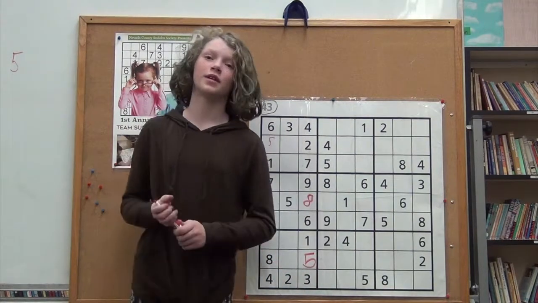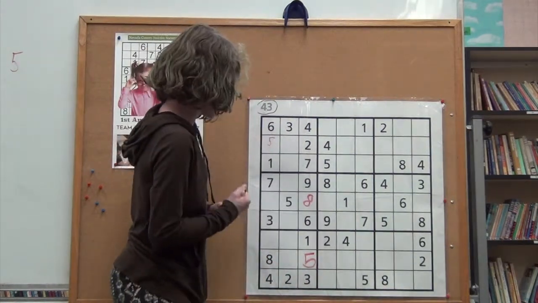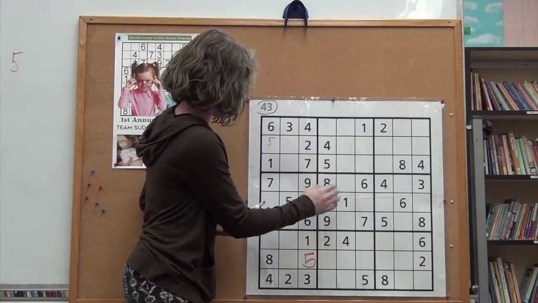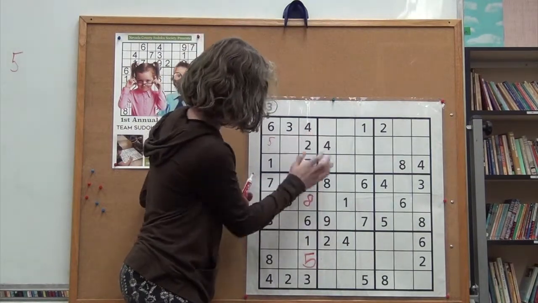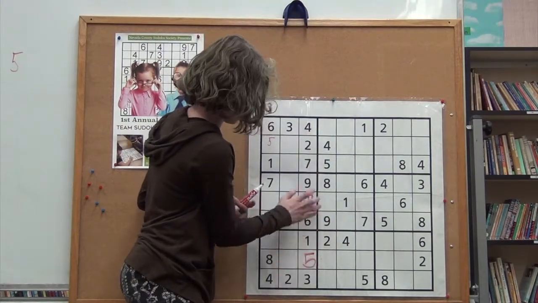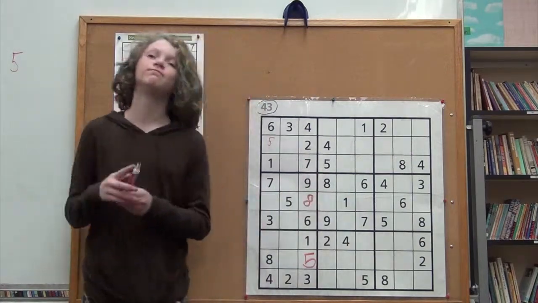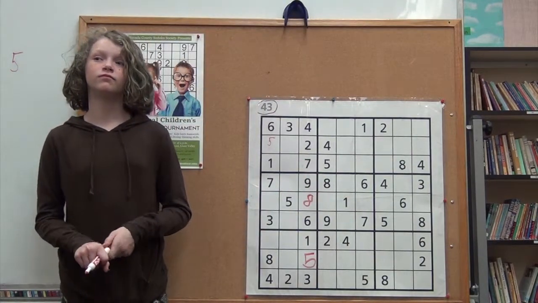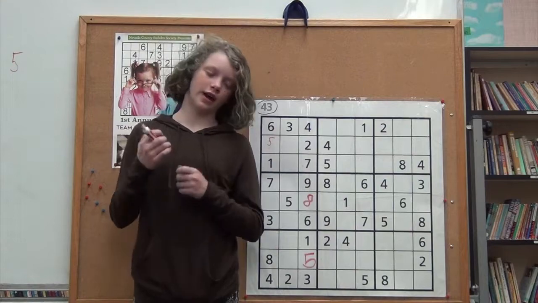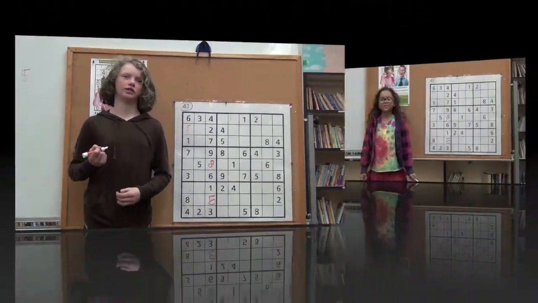Okay, now count the family. 1, 2, 3, 4, 5, 6, 7, 8, 9. Why do you count the family after you finish it? To make sure that all the numbers are there.